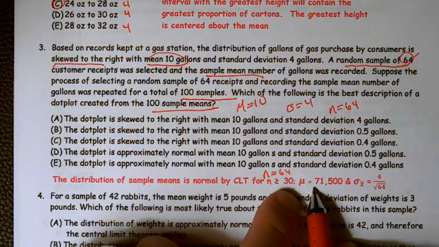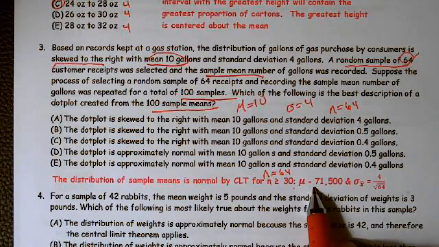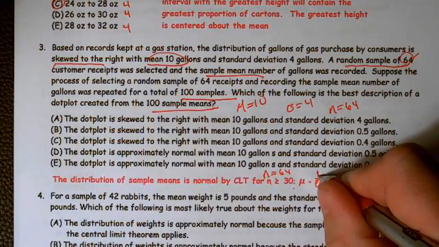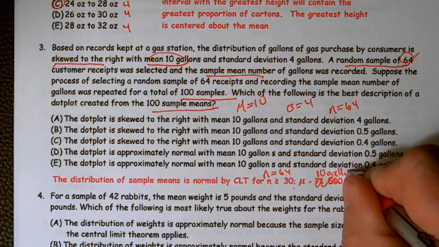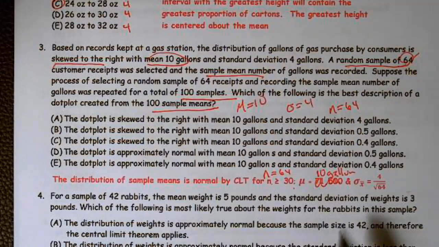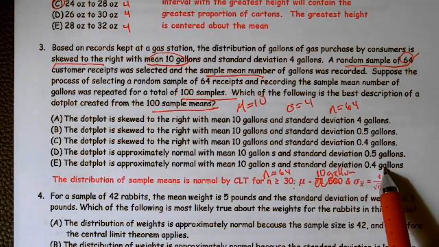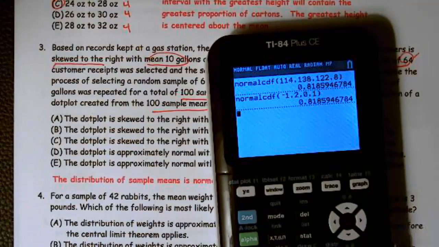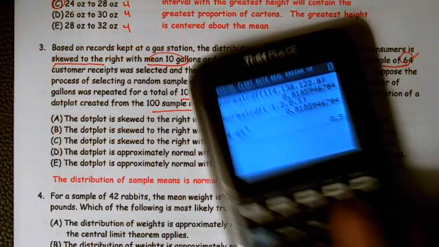I'm sorry. The mean is in this case not 71,500. The mean is 10 gallons that we had up above. All right. And the standard deviation is 4 divided by the square root of 64. So 4 divided by 64 raised to the half power is 0.5.